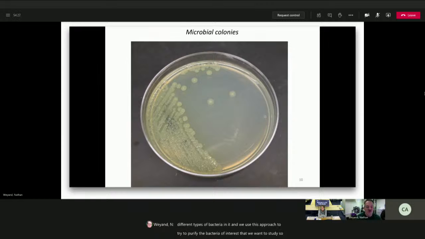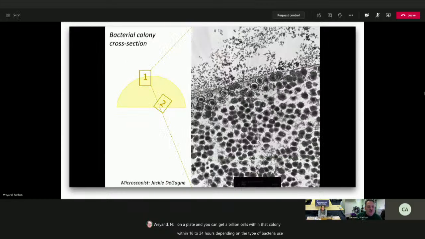So in the next slide, I'm going to show you a cross-section of a colony so you can appreciate what this is. So some strains of bacteria will start as a single cell, and that cell will continue to divide until we can see this colony on a plate. And you can get 1 billion cells within that colony within 16 to 24 hours, depending on the type of bacteria you use.